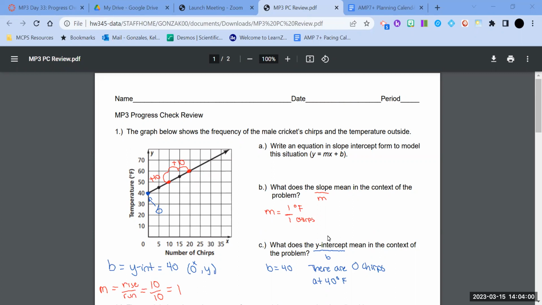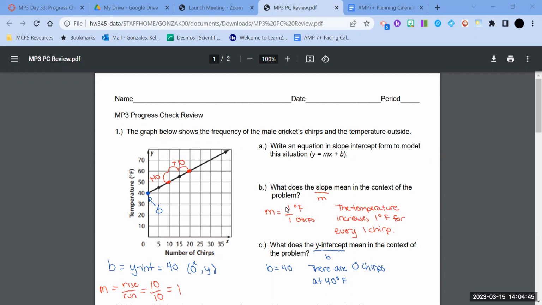When I write my sentence, I'm going to talk about the number of y's for every 1 x. So the temperature increases 1 degree Fahrenheit for every 1 chirp. If you do it this way and you label it, it helps you to visualize how your sentence should read. You want to talk about the y's first and the x second.